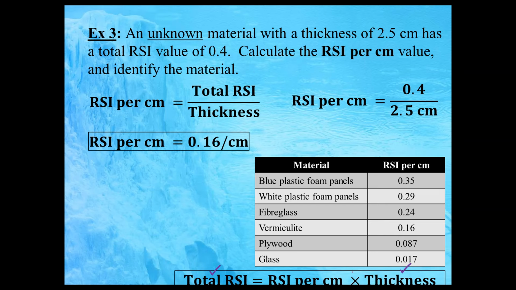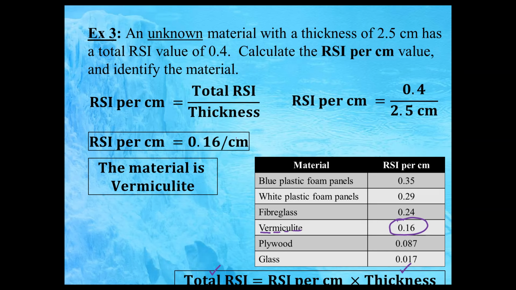Well, what material is that? Look at the chart. The chart has, how do you say this? Vermiculite? Let's go with that. So vermiculite has an RSI per centimeter of 0.16 per centimeter. Therefore, the material is vermiculite.